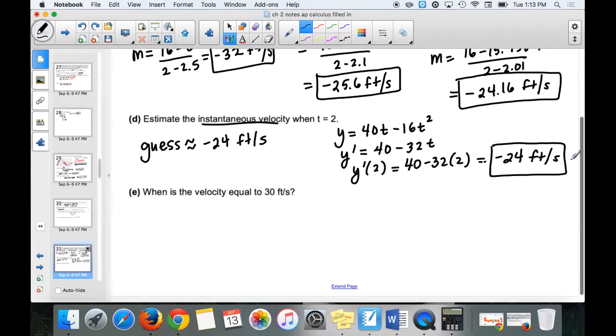And then E says, when is the velocity equal to 30 feet per second? So we're finding when our velocity is equal to 30 feet per second. So our velocity was the one up here, v of t equals y prime. So we're going to have 30 is equal to 40 minus 32t, and then we solve it out. So subtract your 40 over. So 10 over 32, which is 0.3125 seconds.